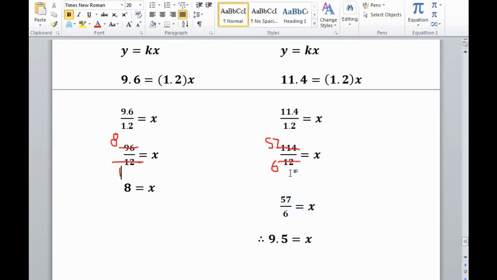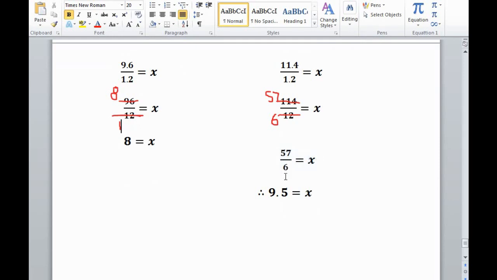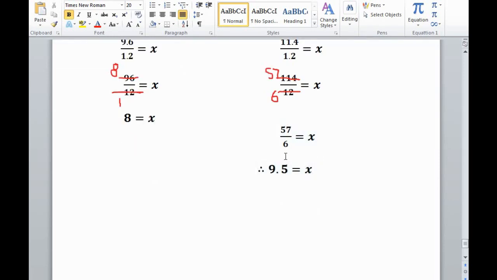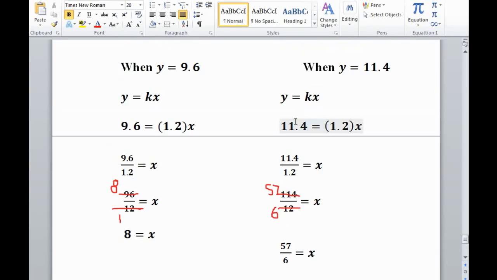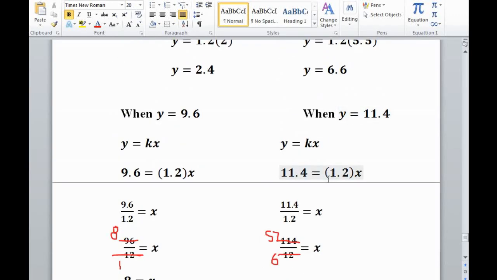So now let's divide them by 2, like 2 times 6 is 12, 2 times 57 equals 114. Further, if we divide 57 by 6, we get 9.5, which is the value of x when y equals 11.4.